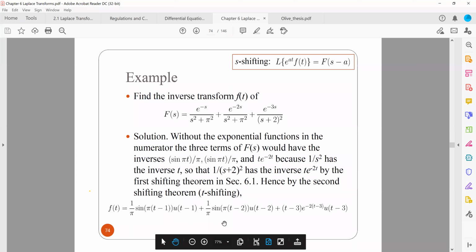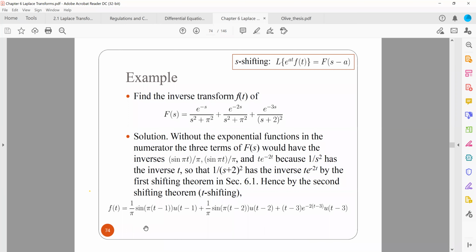So at t equal to 1, this is 0 because it's u(t minus 2), and this is also 0 because it's u(t minus 3). So at t equal to 1, only this sine function is activated. When it hits t equal to 2, both this one and this one are active, but they cancel each other out. So that's why between 2 and 3, you'll have 0. Then from t equal to 3, this one will also be activated. That's what's happening here.